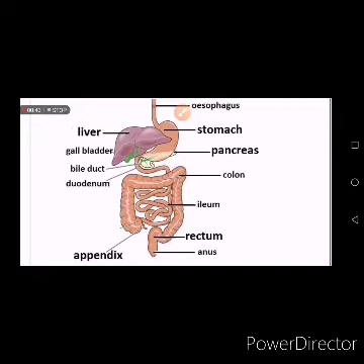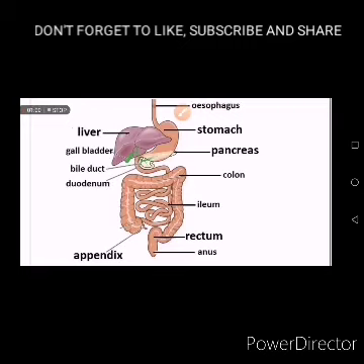I'm going to teach about how nutrition takes place in our bodies, and also I'm going to provide the functions of these parts of the body that are being listed on the screen. So let me go into the subject. Nutrition occurs in 5 stages. Number 1 is called ingestion.